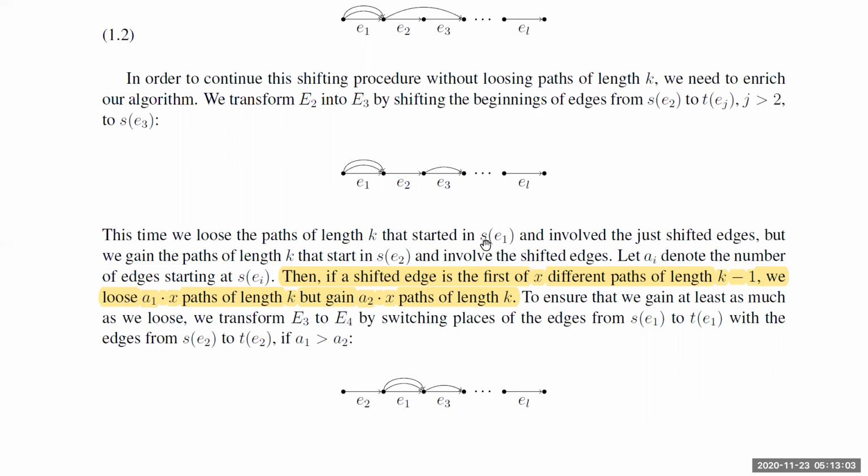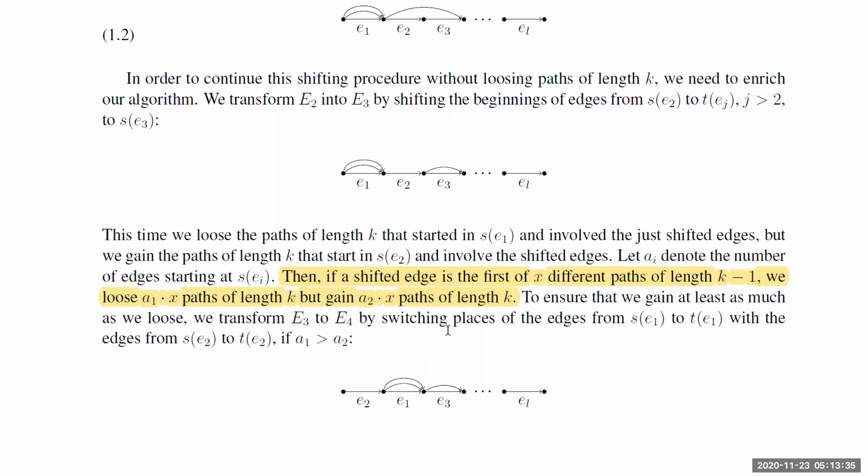Well, actually, sorry, here we gain, yeah, because by making this swap, we actually have the same number of paths of length k having the shifted edge as the second edge in the path. It's just that the beginning of this path is shifted by one, but we do not lose these paths. So it's actually the same amount.